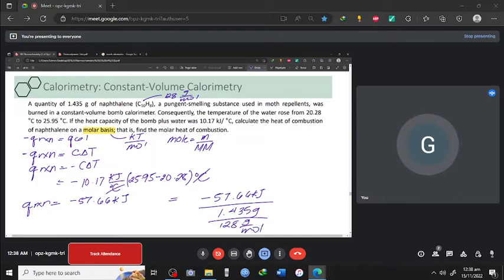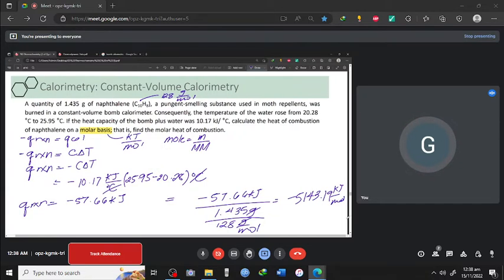So, from here, cancel na yung grams. Tapos, pag kinalculate nyo ito, ang makukuha nating sagot ay negative 5,143.19 kilojoules per mole. So, ito na yung final answer natin.